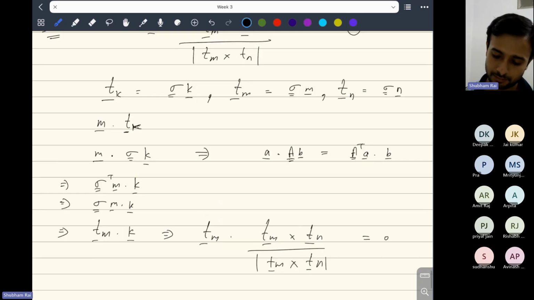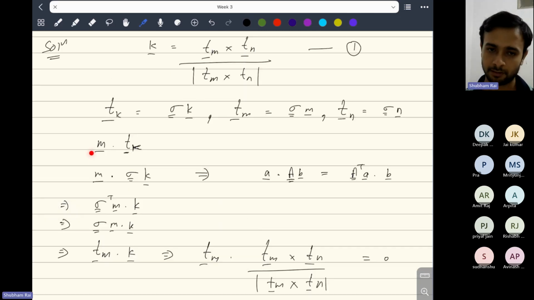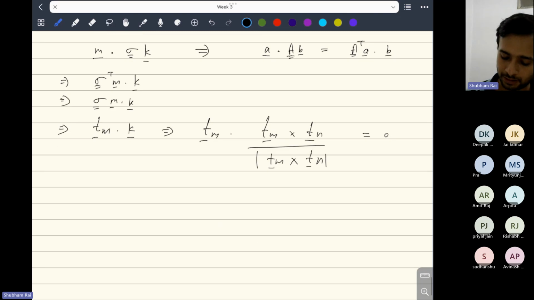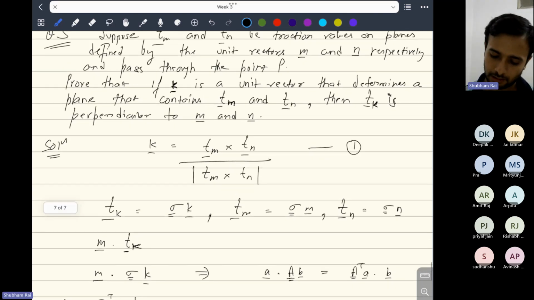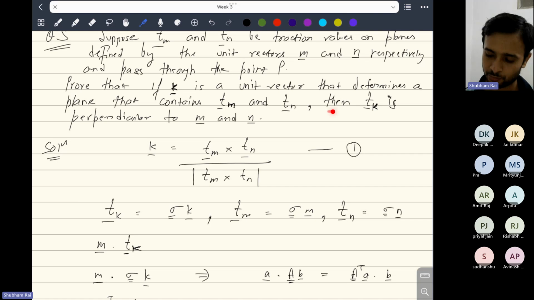So we have proved that if we do the dot product of the m vector and the traction vector on a plane with plane normal k, that is zero. It means the traction vector on a plane with plane normal k is perpendicular to m, right? This was the first point we had to prove: Tk is perpendicular to m. Similarly, you can prove Tk is perpendicular to n as well. You just do Tk dot n.